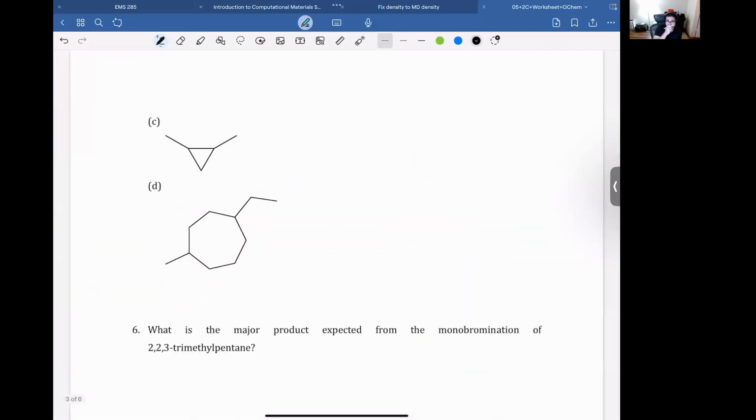Going on to the next, we have a ring here. For that ring, this is going to be cyclo. It's a 3-membered ring. I almost said pentane. Cyclopropane, right?